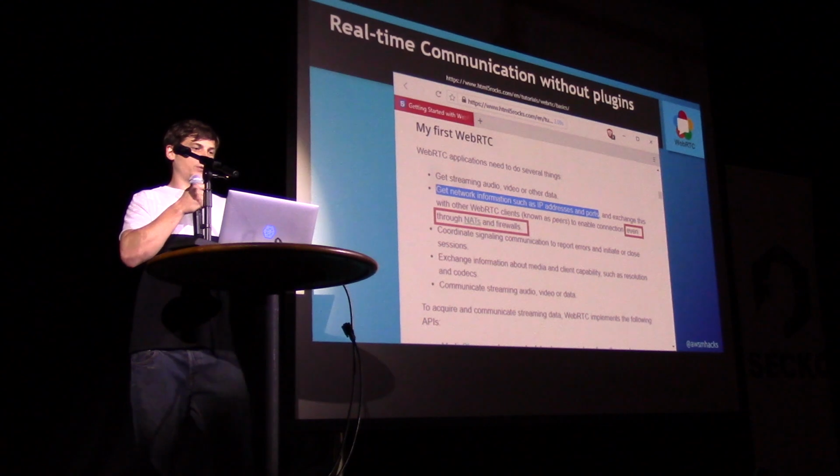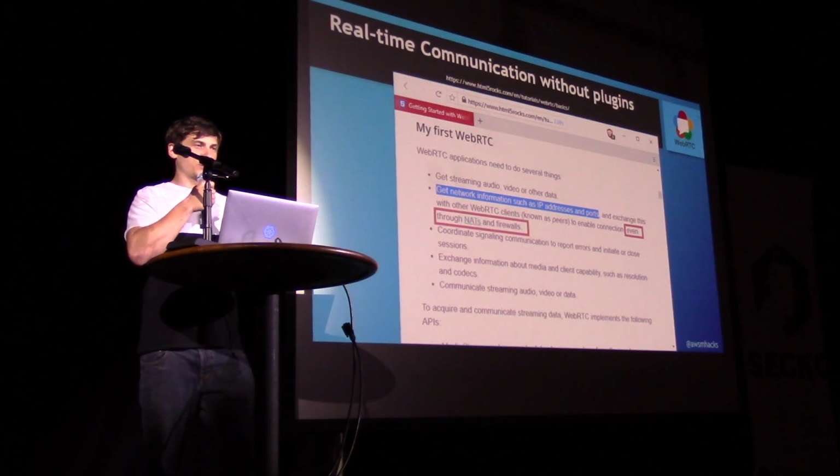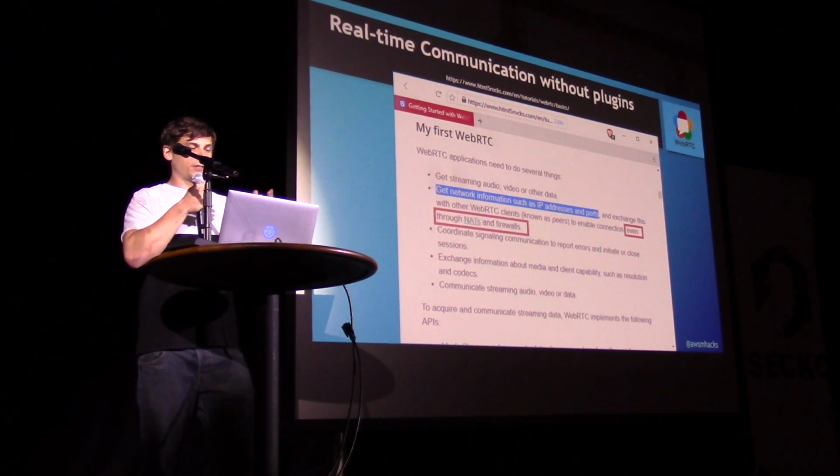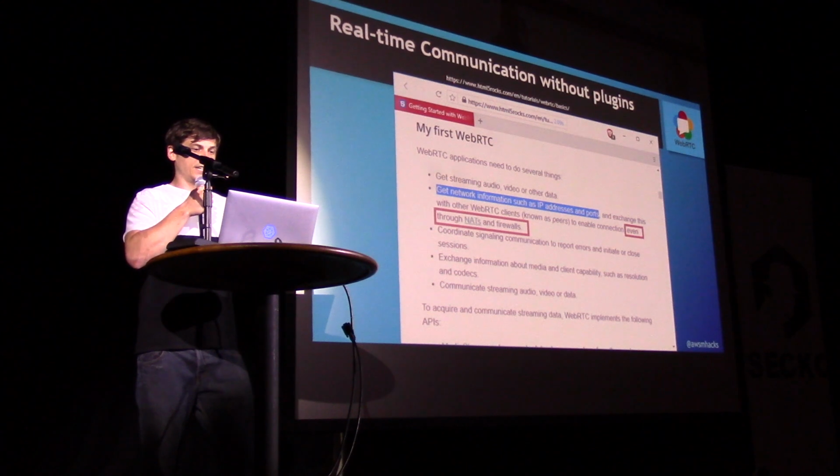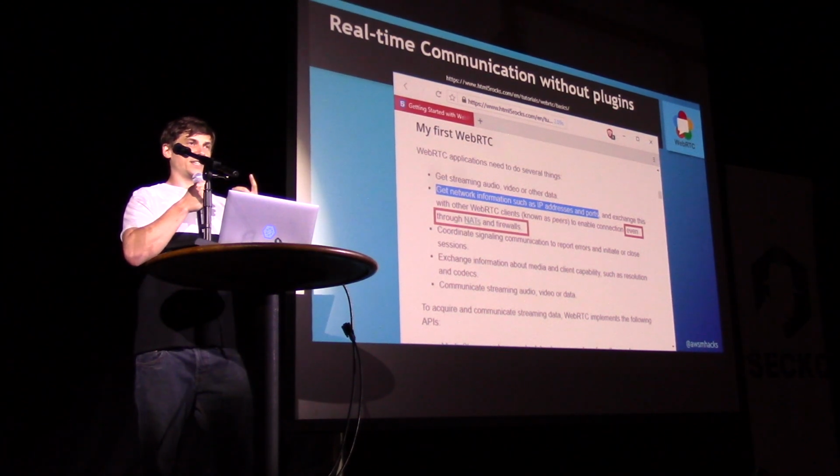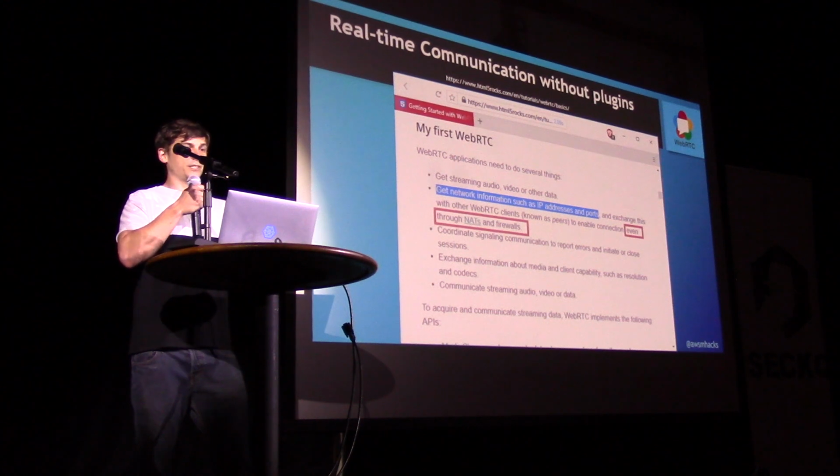So if you go to HTML5 Rocks, "Getting Started with WebRTC," a few things that WebRTC applications can do is get streaming audio, video, and other data. They can get network information such as the IP addresses and ports of the host they're running on, and they can exchange this data with other clients known as peers. They do peer-to-peer talking on networks, and this can even go through NATed networks and firewalls. So those sound a little interesting, considering this is all just being hosted on web pages.